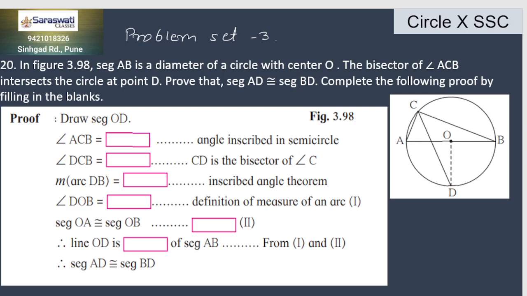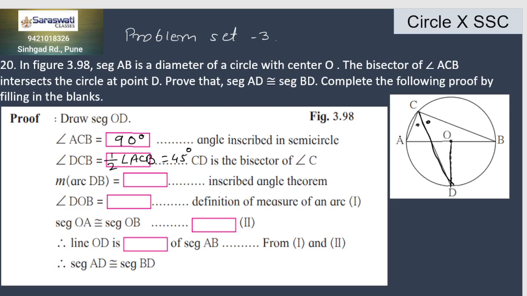Okay, now see, draw segment OD. This is given in the proof, so draw this segment OD. Now, angle ACB is an angle inscribed in a semicircle, so its measure is 90 degrees, and as this CD is bisector of angle ACB, these two angles are congruent and they are half of the angle ACB. So angle DCB is half of angle ACB, which is equal to 45 degrees.